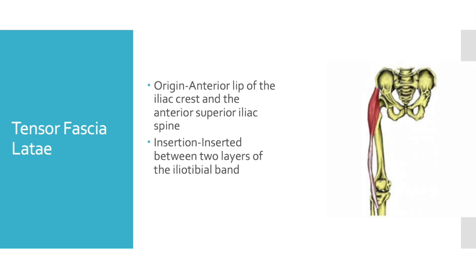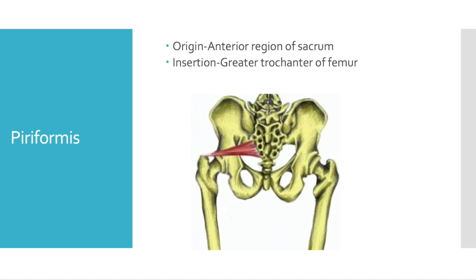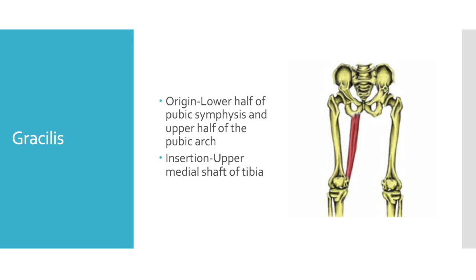Tensor fascia lata. The origin is the anterior lip of the iliac crest and the anterior superior iliac spine, and the insertion is between two layers of the iliotibial band. The piriformis origin is the anterior region of the sacrum, and the insertion is the greater trochanter of the femur. The origin of the gracilis is the lower half of the pubic symphysis and the upper half of the pubic arch. The insertion is the upper medial shaft of the tibia.